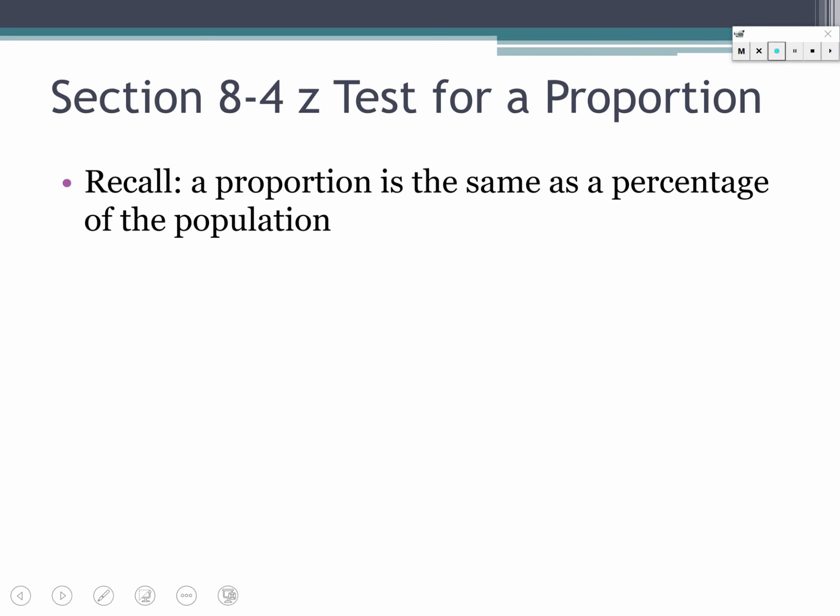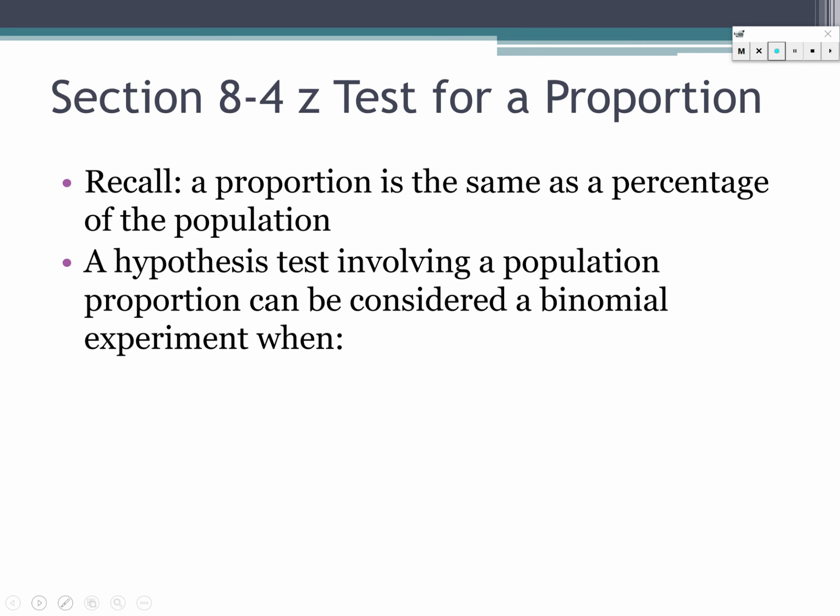Just a little recall, a proportion is the same as a percentage of the population. So oftentimes, we saw this with the confidence intervals, we were given a percentage to look at instead of being told a specific proportion, like 50 out of 85 or something like that. We were given a percent more times than not. So just a little recall there, not necessarily something you have to write down.